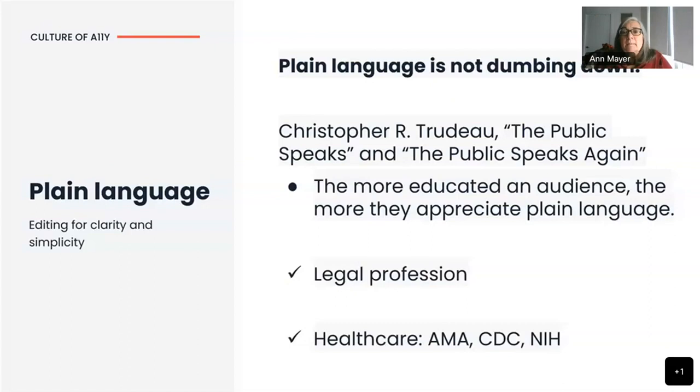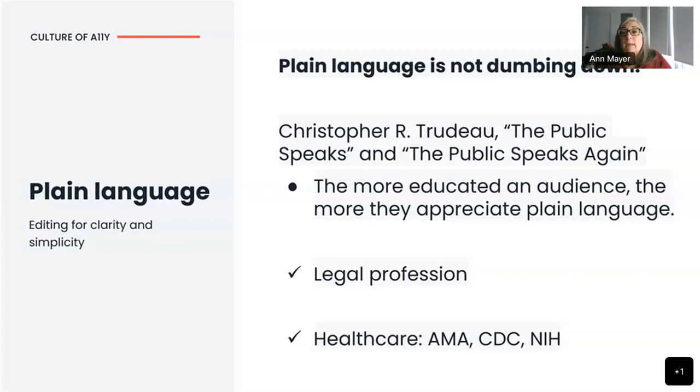I often hear, but our readers are more sophisticated and they expect more complex language. That is not true. There are some great meta studies that have shown that the more educated an audience, the more they appreciate plain language. They are usually professionals, they're busy, and they want you to get to the point. They also recognize when you're trying too hard to sound smart.